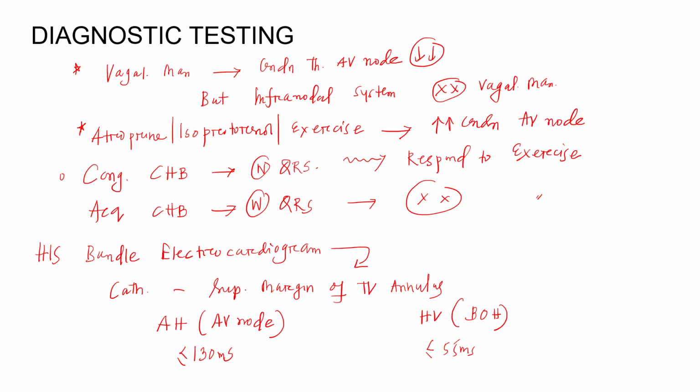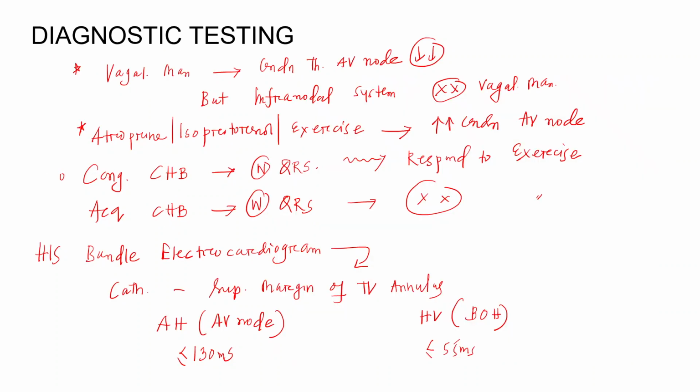The AH interval includes the AV node because it is the conduction from atrium to the bundle of His. The HV interval is the conduction from bundle of His to the first ventricular response, so that includes the conduction of the bundle of His. So any AV nodal pathology will increase the AH interval. Any infranodal pathology will increase the HV interval. So this His bundle electrocardiogram is done to differentiate whether the block is at the AV nodal level or at the infranodal level.